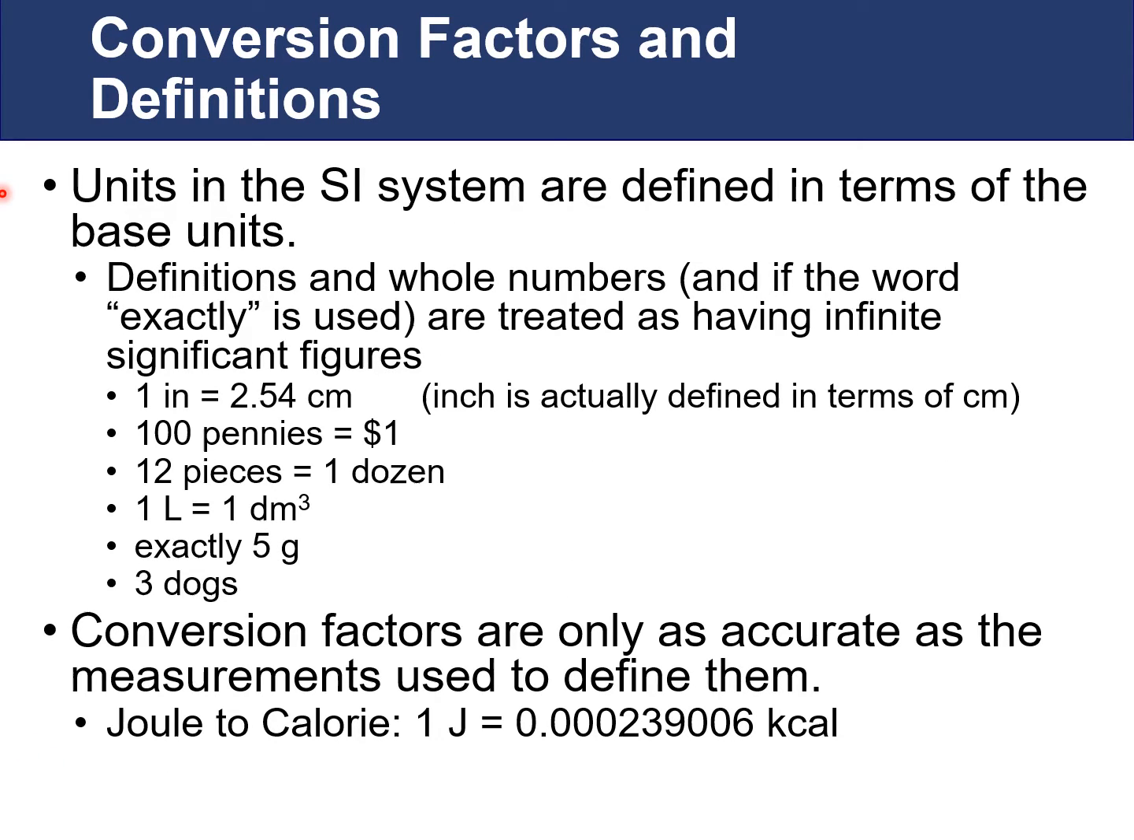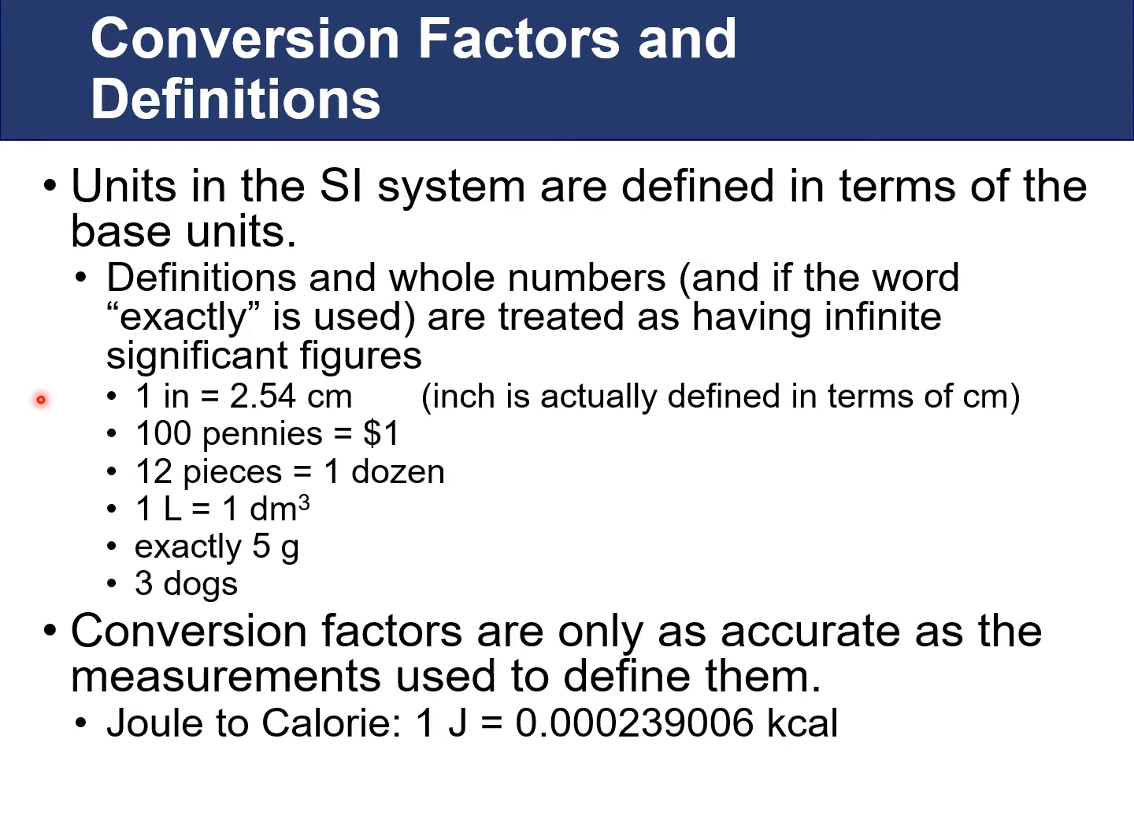One of the key components to doing dimensional analysis is conversion factors, which are sometimes based on definitions. Units in the SI system are defined in terms of the base units. We can use this to convert between related units. So definitions and whole numbers, and if the word exactly is used, can be treated as having an infinite number of significant figures. Essentially, if we're working with a definition or something that says exactly or something that can't be subdivided, it would be treated as having an infinite number of significant figures. So you don't use it when trying to determine the total numbers of significant figures for your answer.